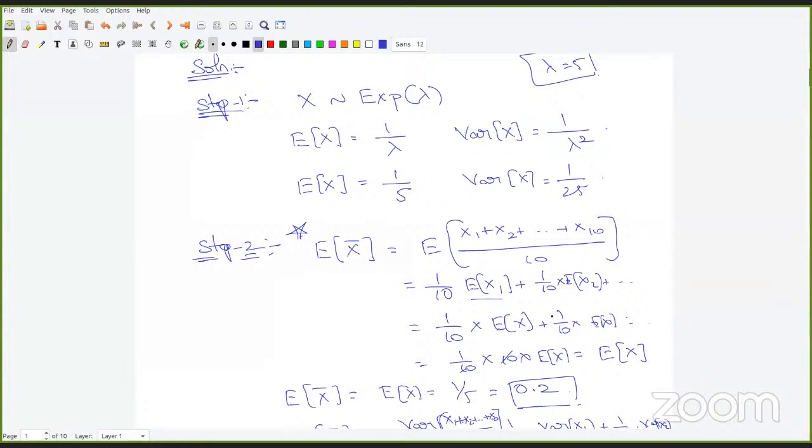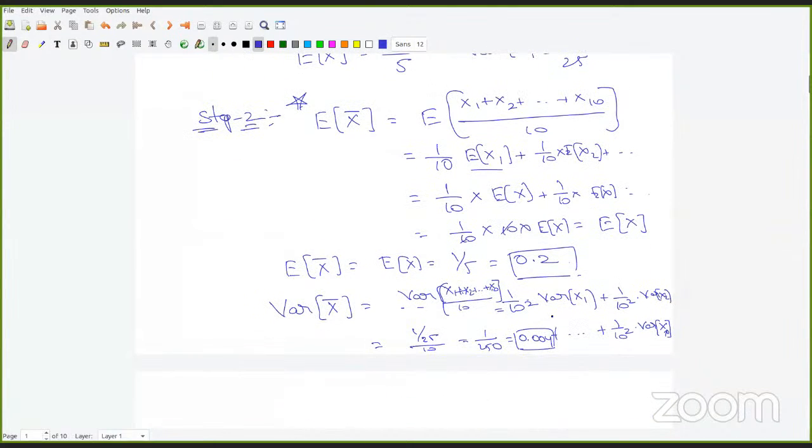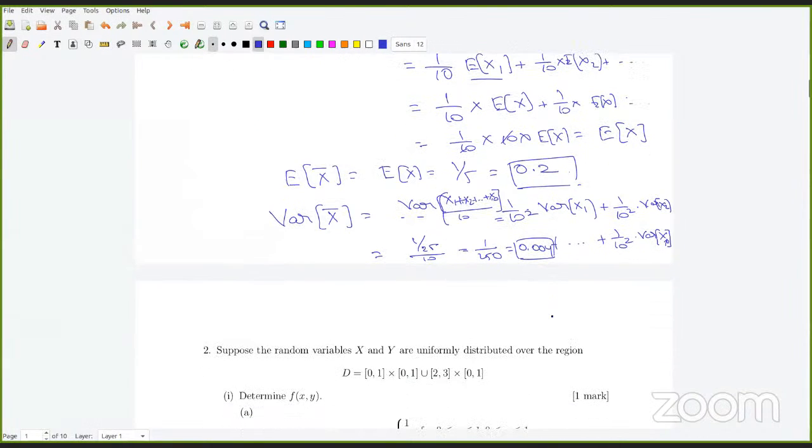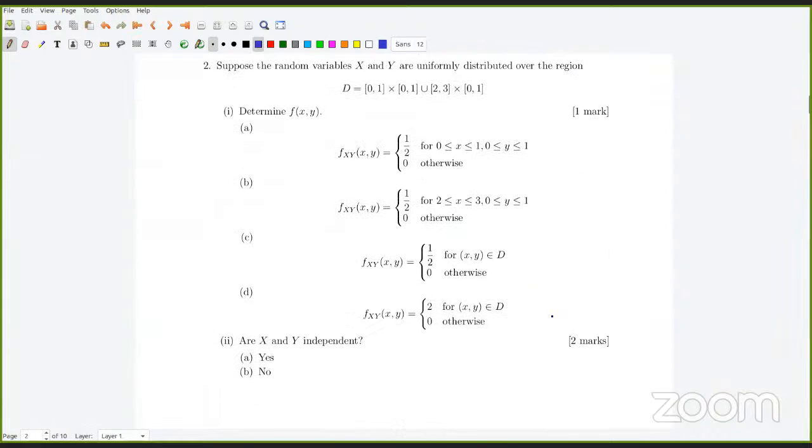So here it will be 1 by 25 into 10, right? The last term, 1 by 25 divided by 10. Sorry, it will be 1 by 250. Variance is 1 by 25. Yes, sir. We have 10 terms here, so 10 squared. Okay, got it, sir. Thank you, sir. Okay, then let's move ahead.